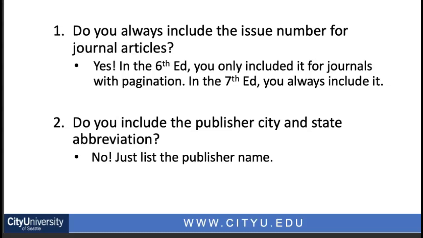Another thing is you're always going to include the issue number for journals. It used to be you wouldn't include the issue number if a journal wasn't paginated. I'm not really sure how to say that word. But if there were pages listed, you wouldn't use the issue number. Instead, now, we always use the issue number, so that's a new thing. And in a great excitement for all of us, you no longer need to use the publisher, city, and state in your references for a book. Now you just use the publisher's name.